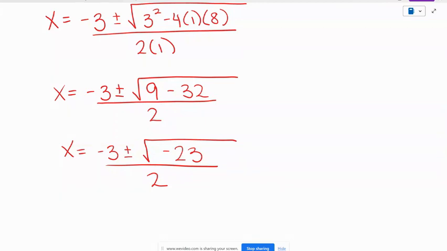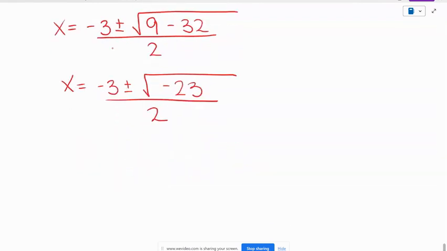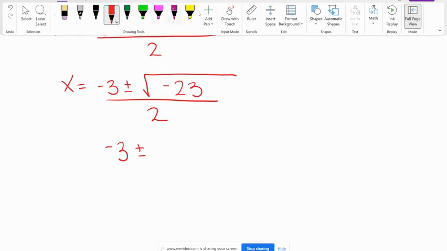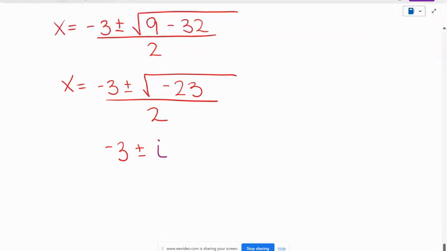You got it. Whenever you have a negative underneath the radical, you pull out an i. So this is going to be negative 3 plus or minus i root 23, all over 2. And that is our root. How many roots are written down? 2. Why 2 and not 1? Aaron? Good. Because it's plus or minus, this counts as 2 different ones.